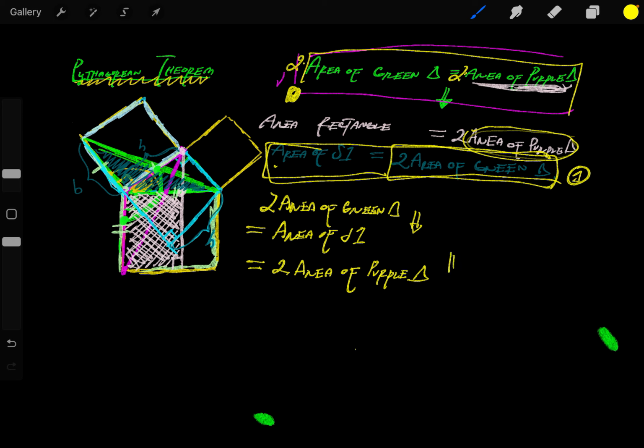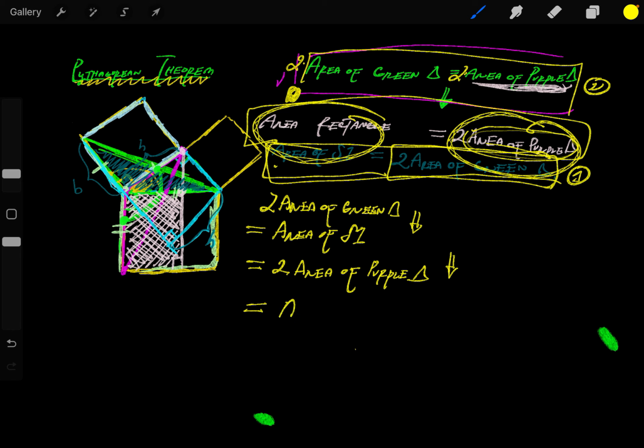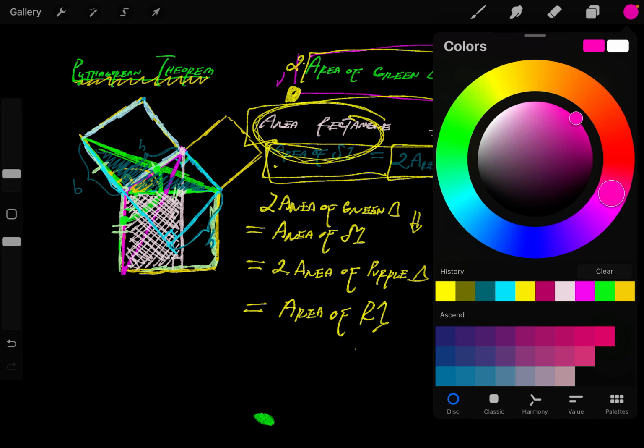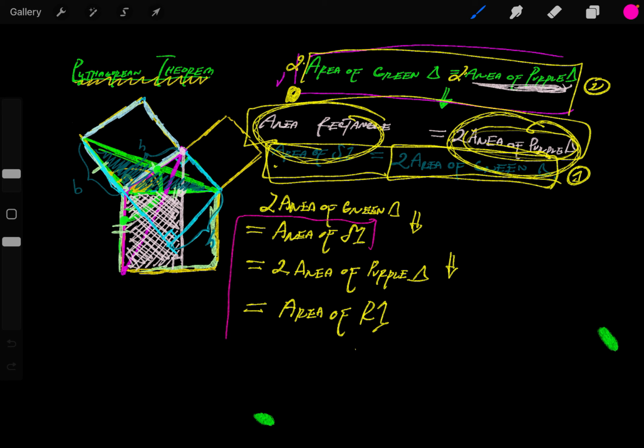And then from statement 2, this one up here, I have the area of the green triangle equal to 2 times the area of the purple triangle. And then my last statement is that the area of the rectangle is equal to 2 times the purple triangle. So this is the purple triangle, and this is the area of the rectangle. I'm just going to call it R1, rectangle 1. And this shows the key relationship that I wanted: the area of S1 is equal to the area of rectangle 1. That's the one that I cared about.